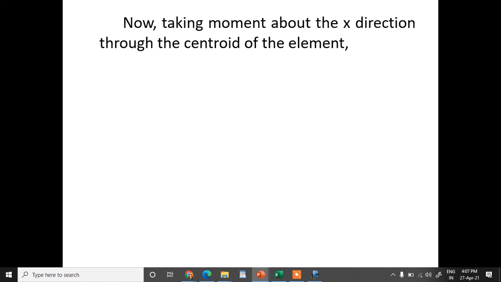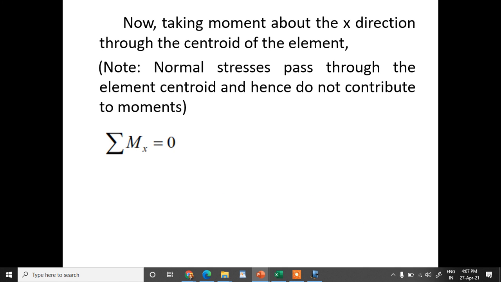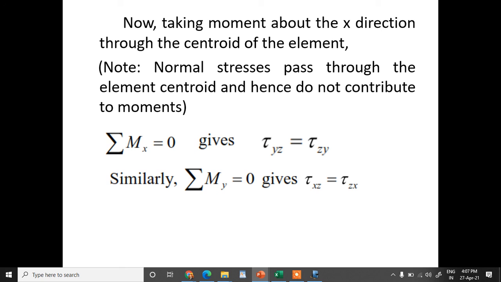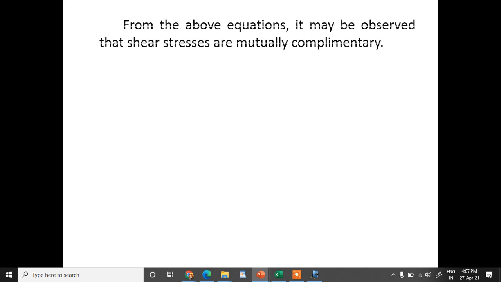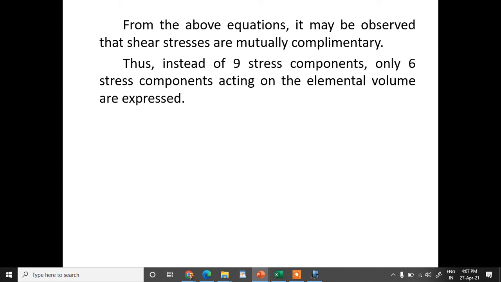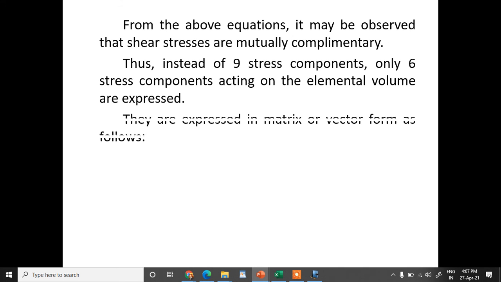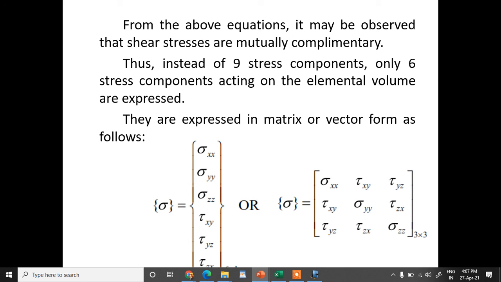Next, when I consider moment about the x-axis through the centroid of the element, that is summation of Mx equal to 0, it gives us the condition that tau yz is equal to tau zy. Similarly, when I consider moment about the y direction, I find that tau xz is equal to tau zx, and the same for tau xy equal to tau yx. So by this I can make out that I can consider 6 stress components instead of 9, which can be represented in this form.